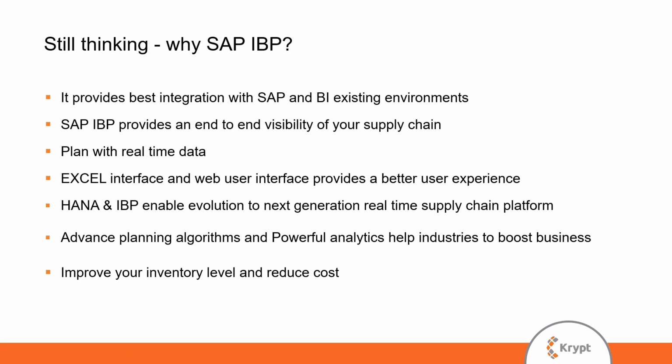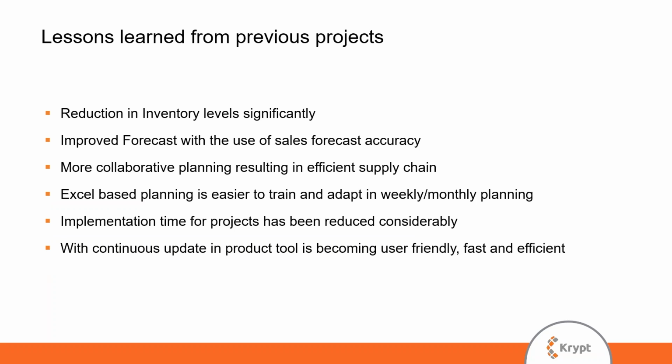SAP IBP provides end-to-end visibility of your supply chain. Plan with real-time data, and the Excel interface and web user interface provide a better user experience. HANA and IBP enable evolution to a next-generation real-time supply chain platform. Advanced planning algorithms and powerful analytics help industries boost their businesses, improve inventory levels and reduce cost.